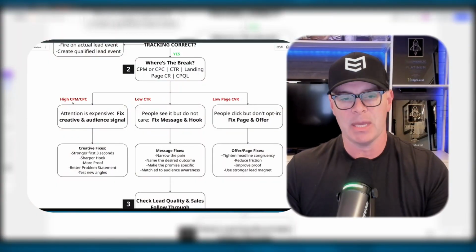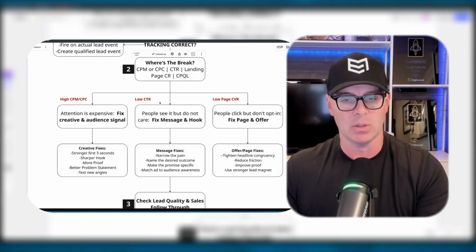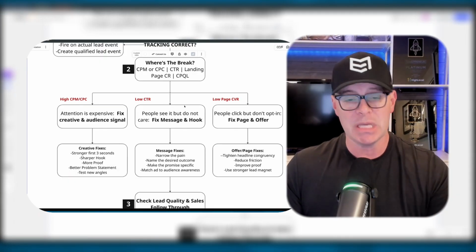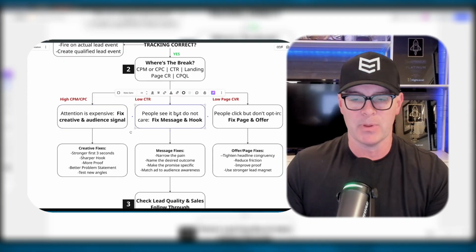Okay, so let's move on. Let's say, okay, you got your high CPMs, you're addressing that. Now you got a low click-through rate. This is where people see your ads. You might be lowering your CPM, but they're just not clicking.